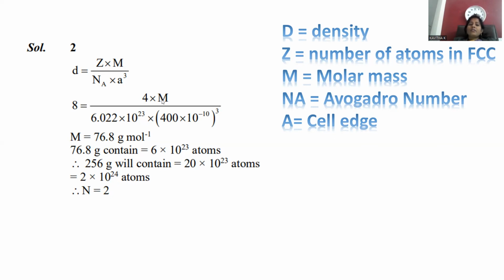M is the molar mass to be taken, which is unknown. The Avogadro number is already known, 6.022 into 10 to the power 23. And here A is the cell edge, 400 picometers, which is converted into meters by multiplying with 10 to the power negative 10, and since it is the power 3, the whole thing is cubed. M is calculated as 76.8 grams per mole. 76.8 grams contains 6 into 10 to the power 23 atoms. So you can write, 256 grams contains how many atoms?